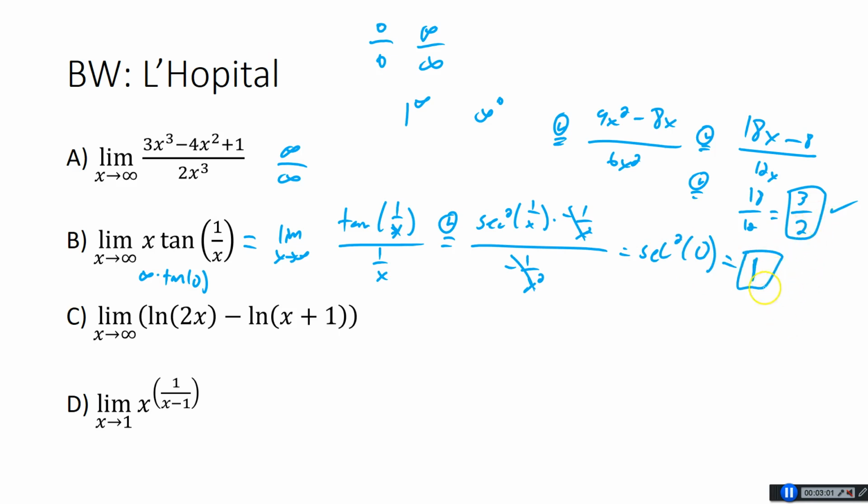Someone always asks me, it seems like we always get 1 on a lot of these. That's true. There are a lot of answers to these that turn into 1, a lot of them turn into 0, and a lot of them turn into infinity or undefined. Let's take a look at the next one. So where x is going to infinity, we have natural log of infinity minus natural log of infinity.